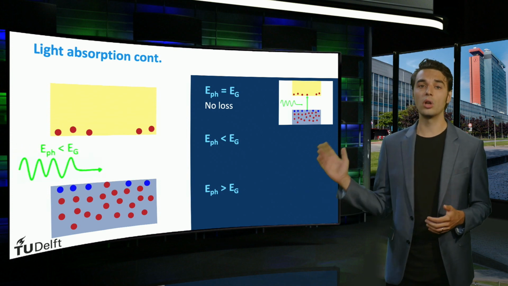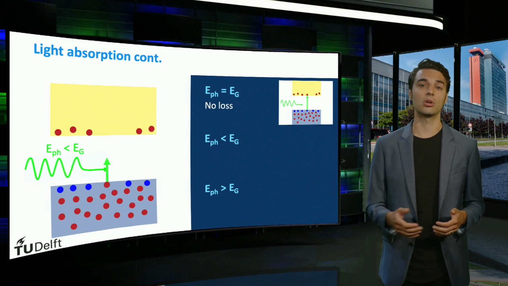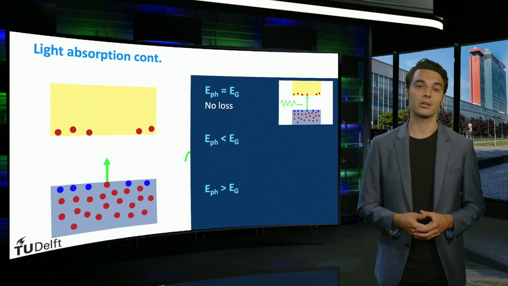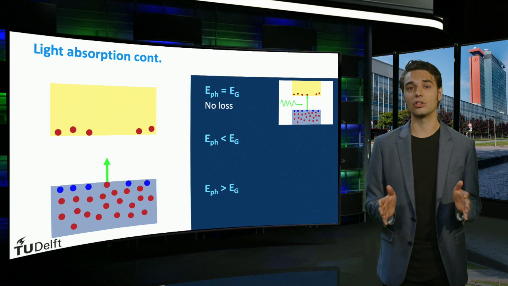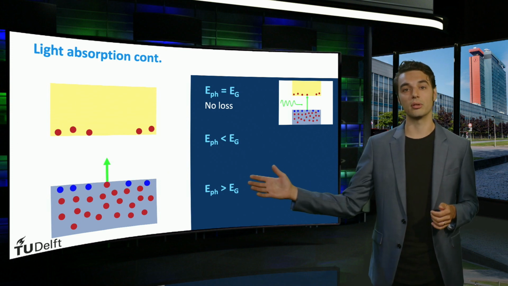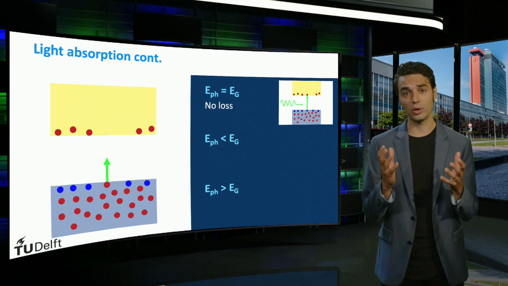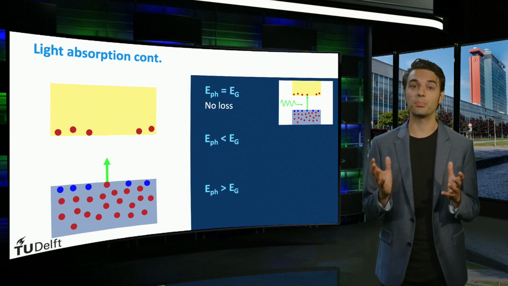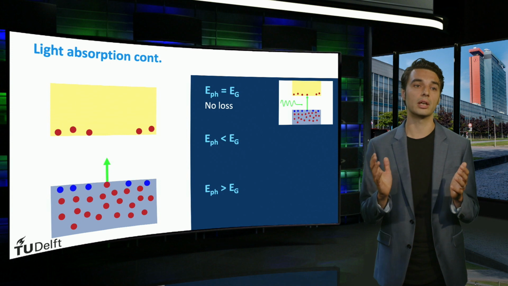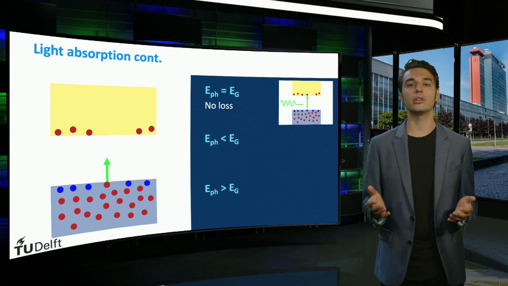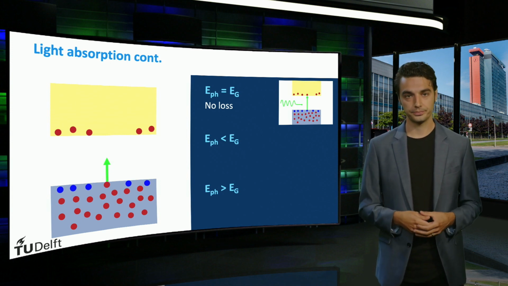These photons do not have enough energy to excite an electron from the valence band to the conduction band. Since there are no allowed energy states in the band gap, these photons simply pass through the semiconductor material. The semiconductor material is, essentially, transparent to photons with an energy lower than its band gap. We call this a non-absorption loss.